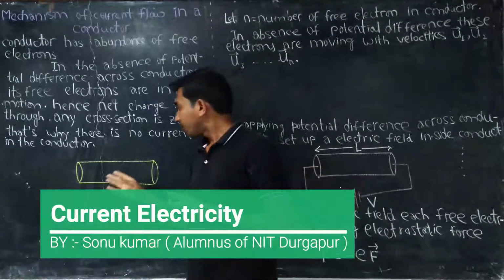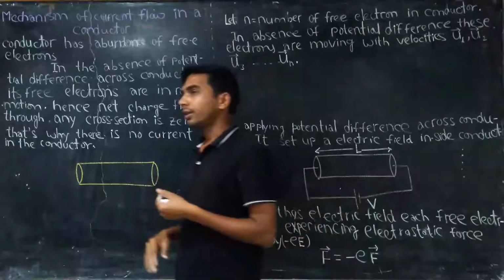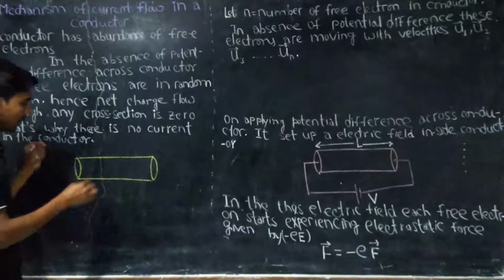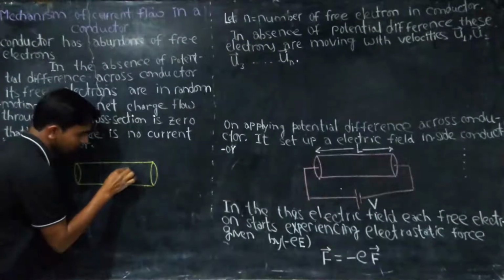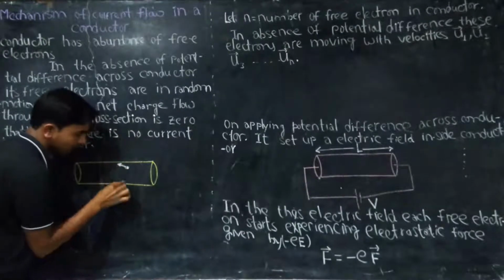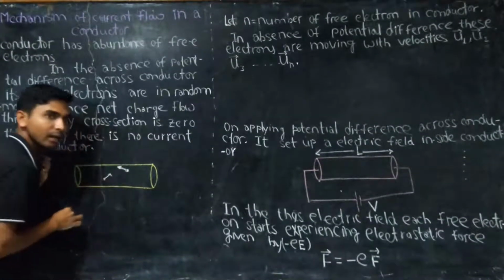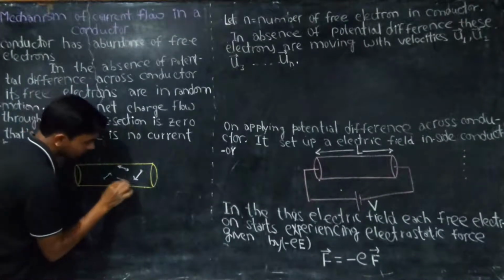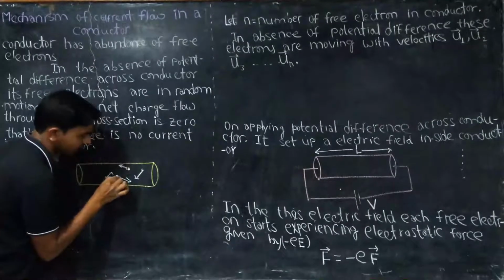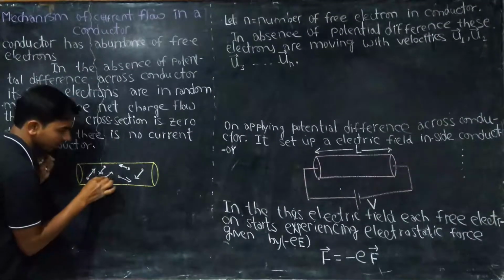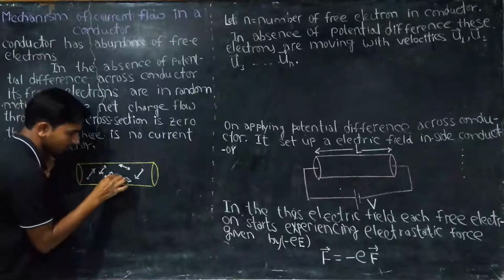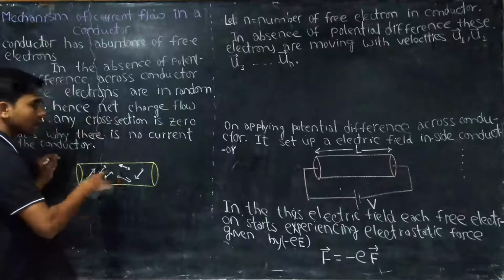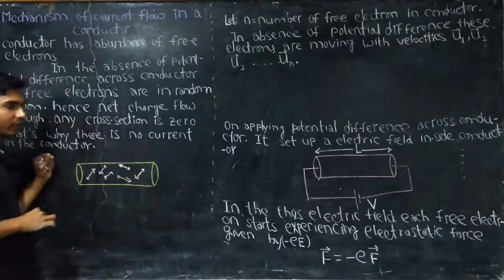So this is your conductor, and in this conductor many electrons are present. Suppose these are the electrons, and all the electrons are in random motion. You can see this dot is the electron and this arrow is showing the direction of motion of the electron. So electrons are moving randomly in all directions.